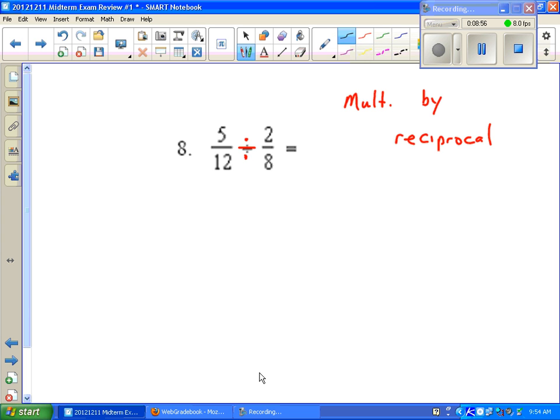So keep your first fraction just like it is, 5 over 12. Change division to multiplication, and use the reciprocal. Instead of 2 over 8, make it 8 over 2. Okay, now at this step you would do just like we did on number 7 and multiply straight across. But you can make it a little bit easier on yourself if you cross cancel. So at this step we're going to do what's called cross cancel.